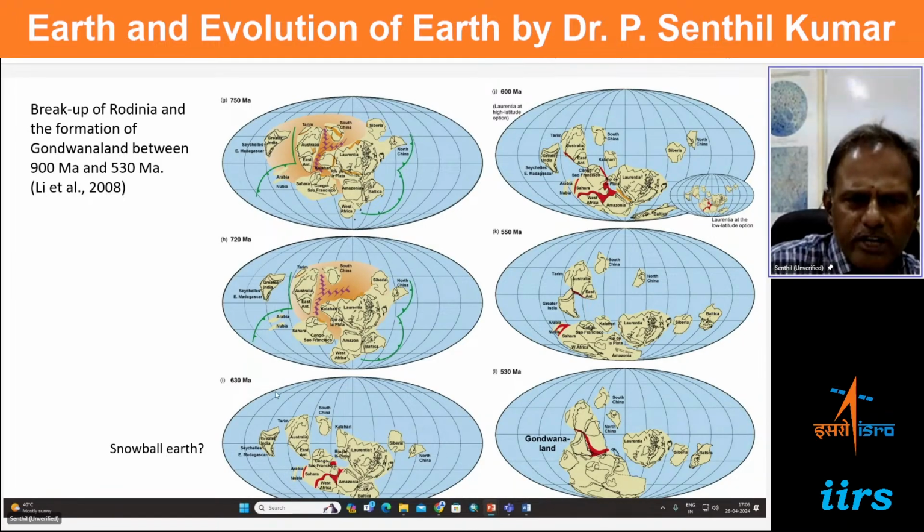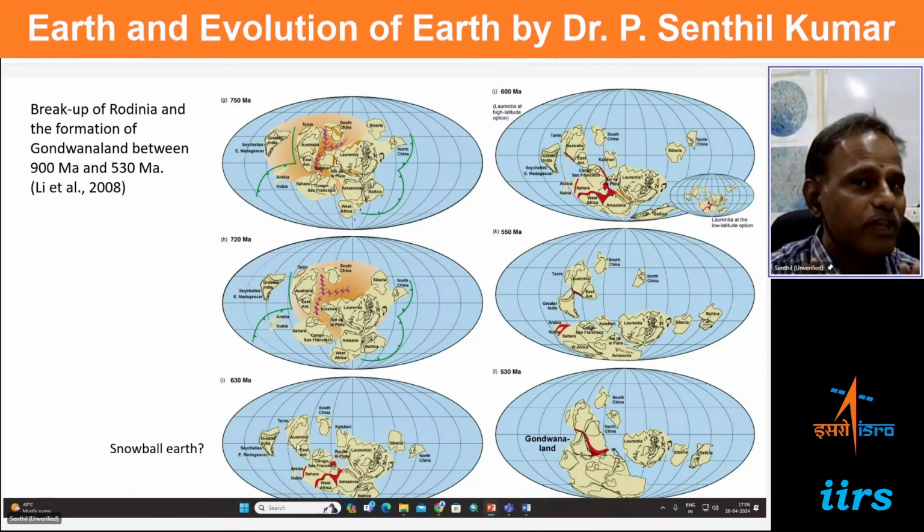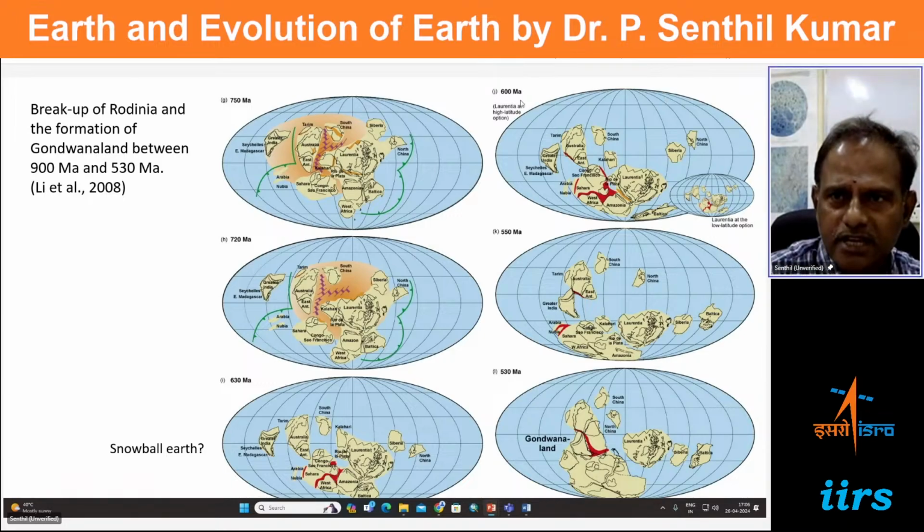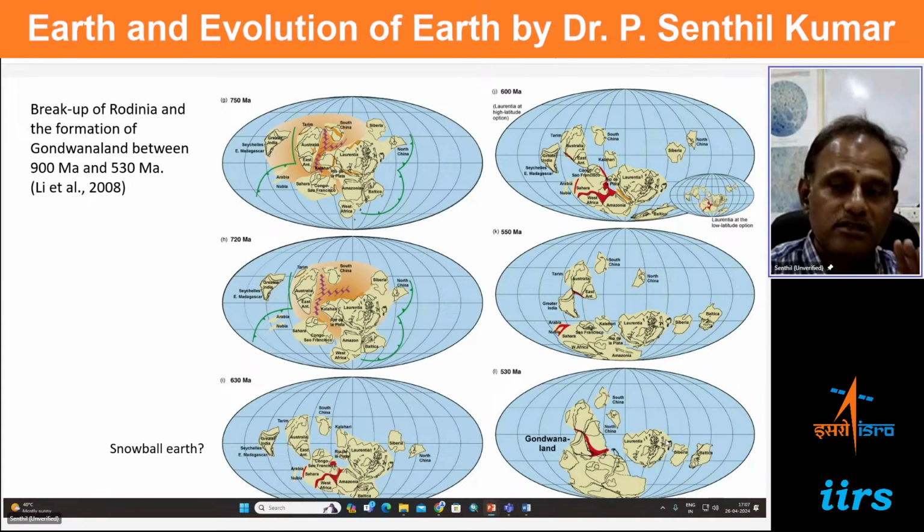And around 600 million years ago, something important happened to Earth that is called Snowball Earth. This snowball, I will explain later. Then again, you see 600 million years ago, the continents are like this. Most of them, some of them, moved to the northern hemisphere. And finally, about 530 million years ago, you have the assemblage of Gondwanaland. This is a very, very important continental landmass called Gondwana.